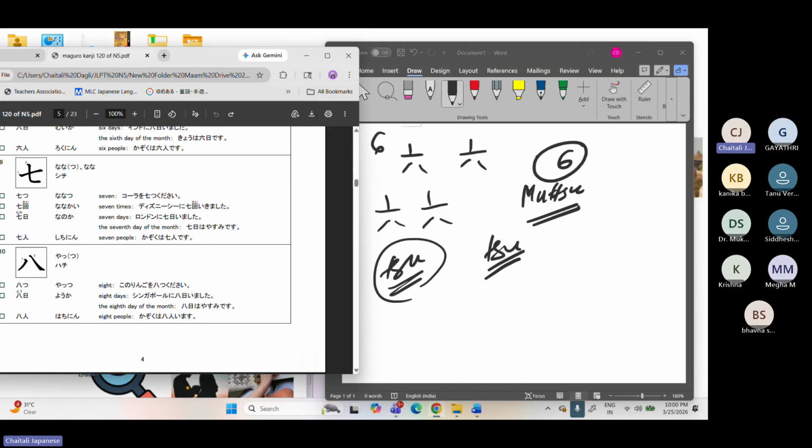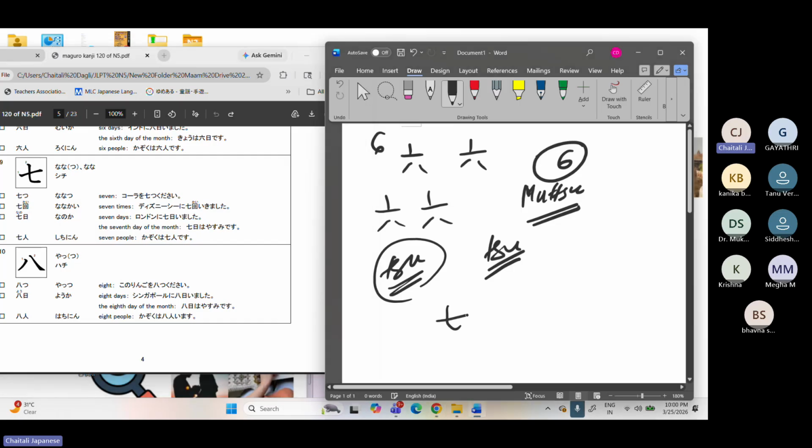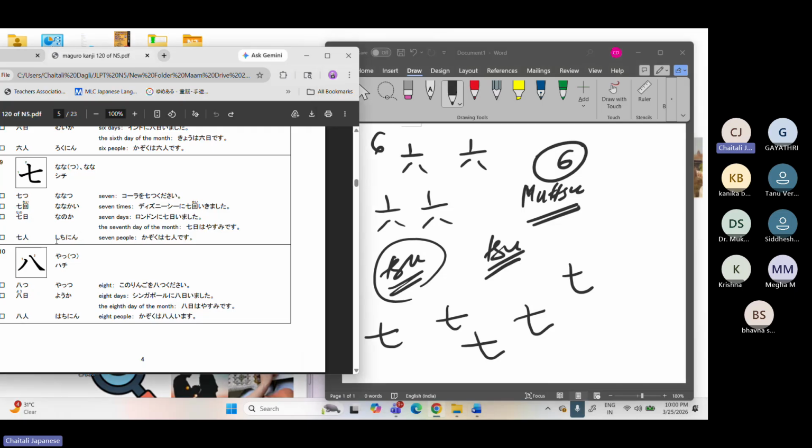Okay. Then again you have 7, that is Nana, that is standalone. So 1, 2, 1, 2. Okay. Then again, nanatsu, nanakai, nanoka, and shichinin. Again, for people, you have nin here. Then nanoka is for days. Kai is number of times, and tsu is your counter. Okay. And the last one, that is hachi.